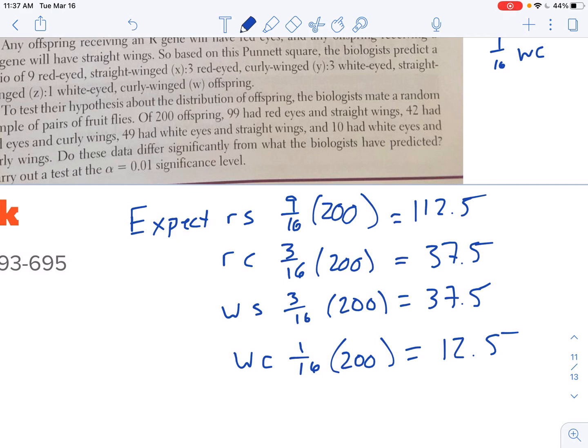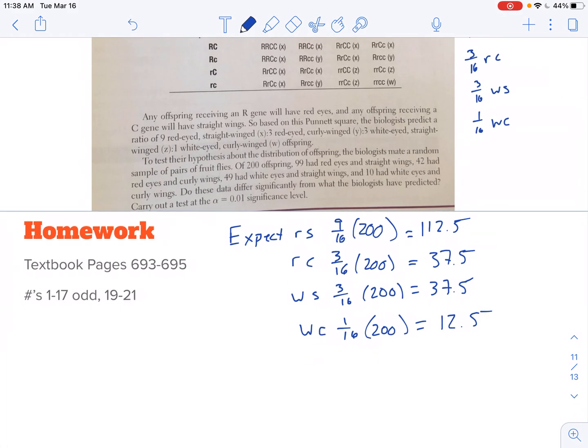We've met the large counts condition in the fact that all of these are above 5, so we're going to be able to carry out a chi-square test for significance. Every one of these, 12.5 is our lowest expected value, and that is greater than 5. So we can go ahead now and we can start measuring our chi-square value.